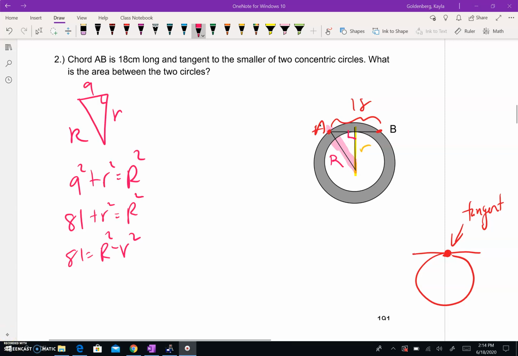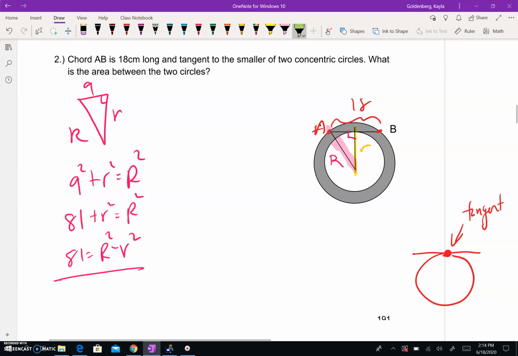So I assume that you probably set it up, you've got your right triangle as I do here, and you plugged it into the Pythagorean theorem. And you probably stopped at this: 81 plus r squared is big R squared. You can also rearrange it and say 81 is equal to big R squared minus little r squared. But then you probably got stuck.